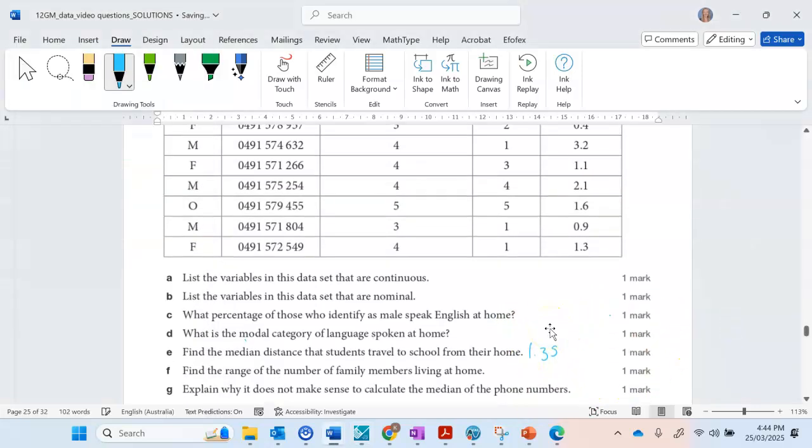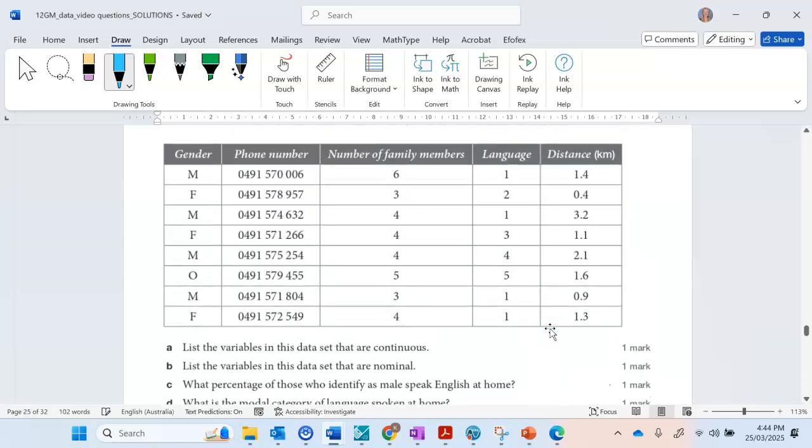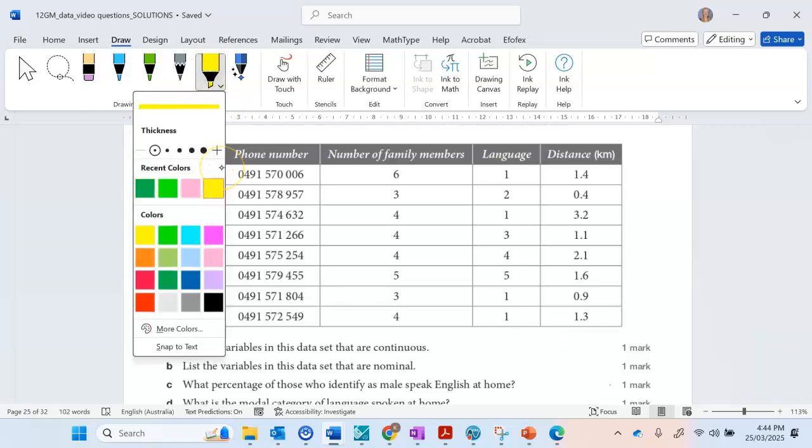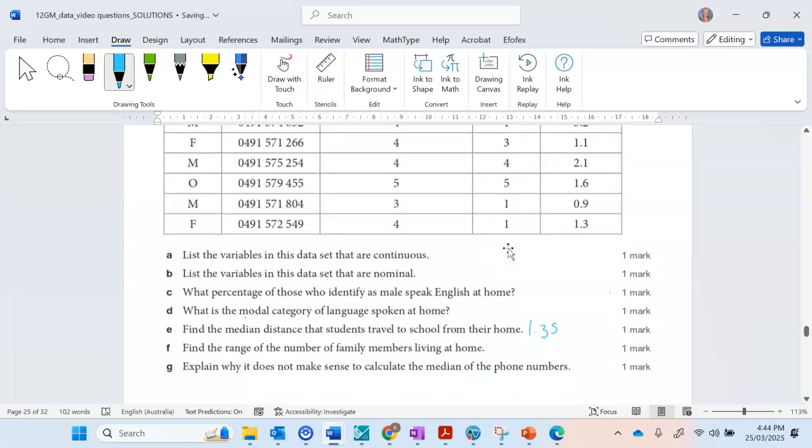Find the range of the number of family members living at home. So remember, your range is the largest value minus the lowest value. So the largest value is 6 and the smallest value is 3. So our range is just 6 minus 3, which is 3.